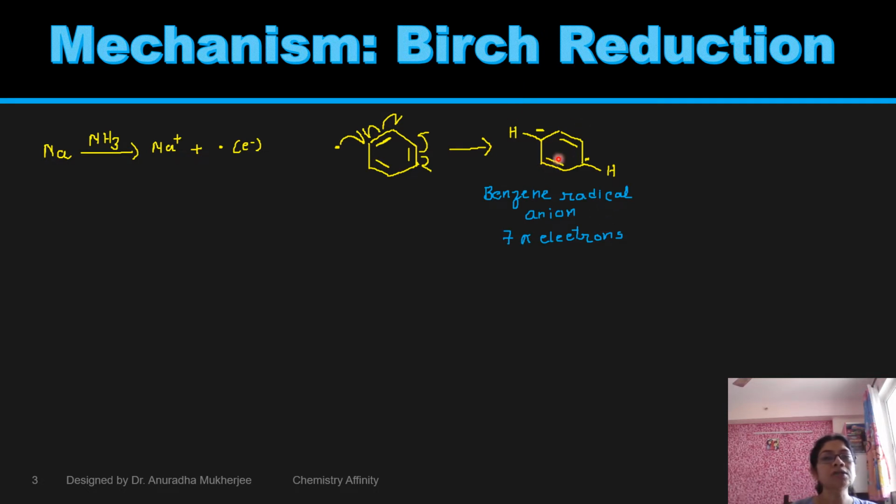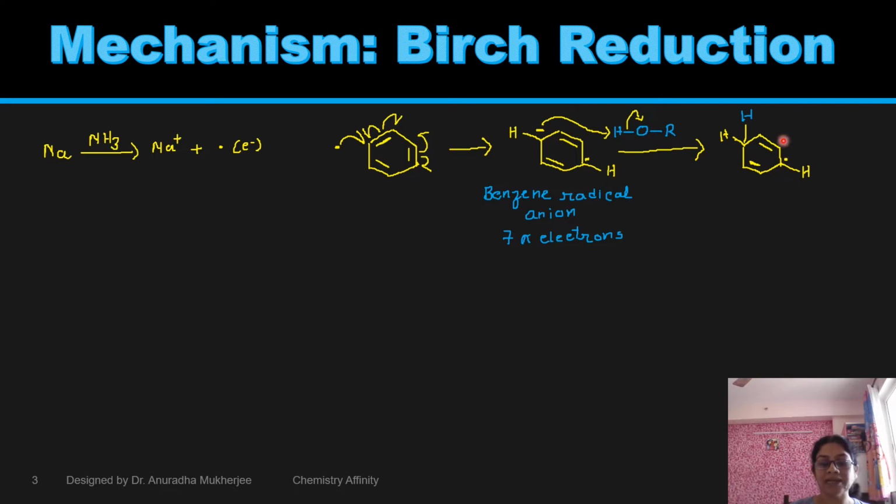Now if you count the pi electrons, you can see there are a total of 7 pi electrons in the benzene radical anion. Now this benzene radical anion acts as a strong base. So here benzene radical anion can abstract a proton from the alcohol. Now here you can see that this protonation takes place at this carbon. But in the opposite position the radical is still present.